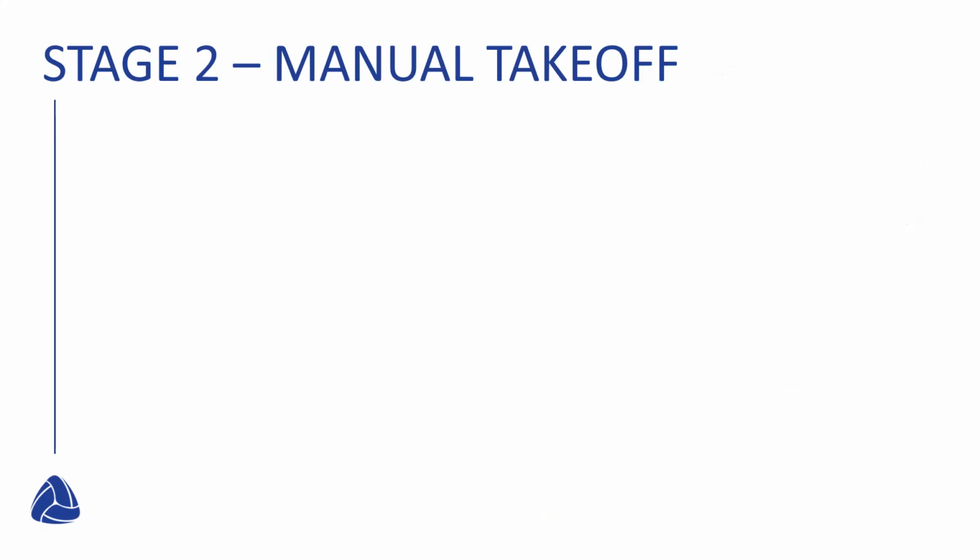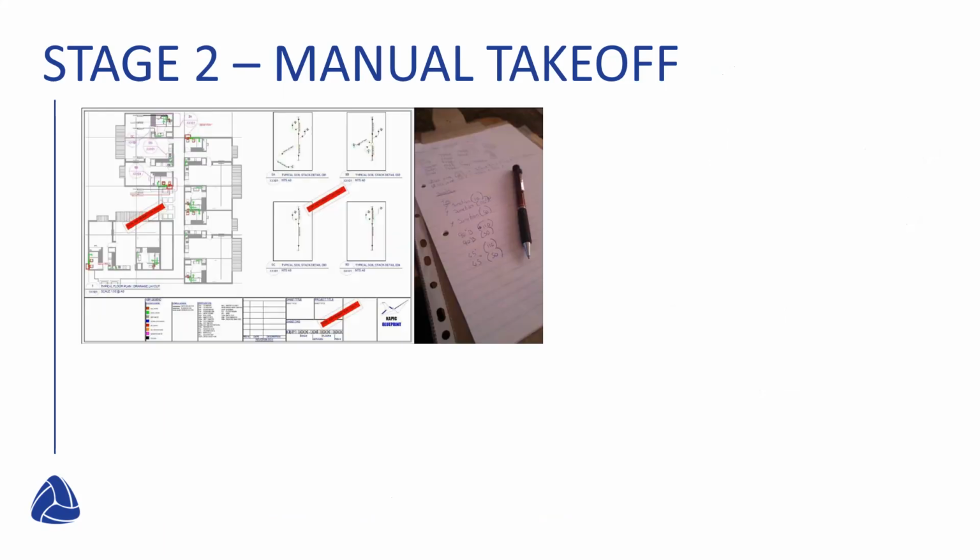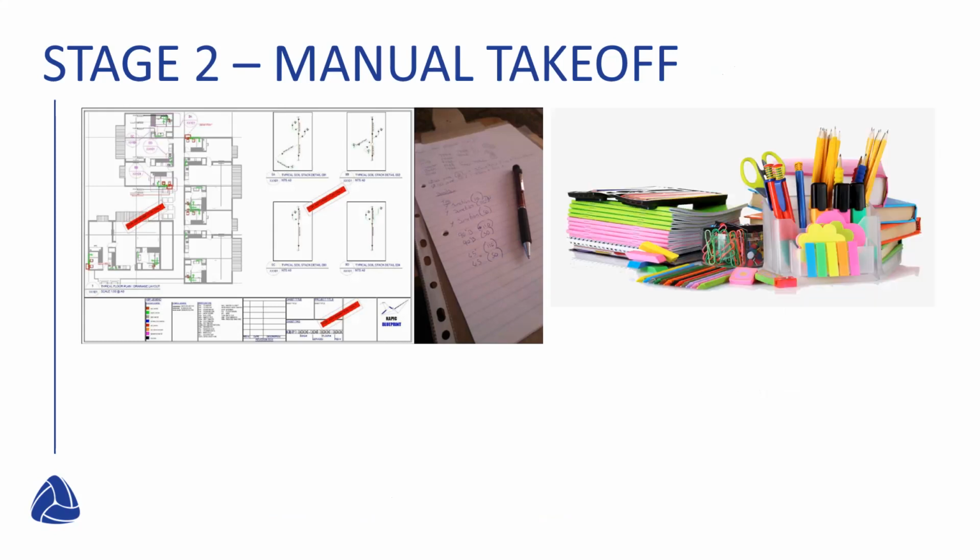Stage 2, manual takeoffs. Let's say you manage to pass stage 1 now, and you are given the document. At this point, you start gathering all your necessary stationery equipment. And at first, it looks absolutely pretty and appealing. You know, to run this takeoff session becomes more of a hobby because you get to utilize all this different stationery.